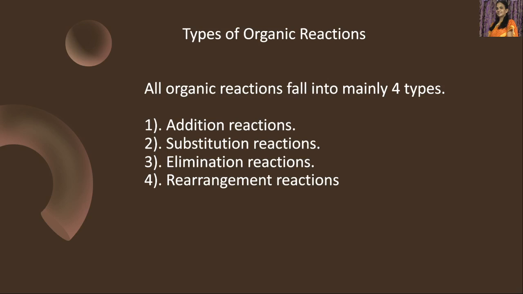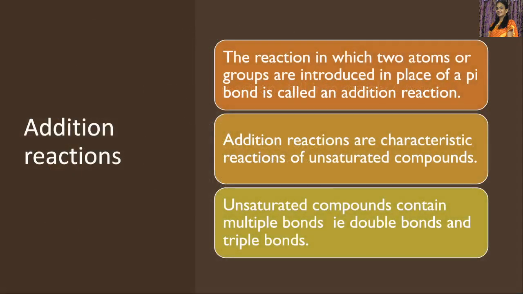Now let's discuss a few of these reactions in today's class. Okay, first of all, let's discuss addition reactions, the first type of organic reactions. Now, what are addition reactions? Addition reactions are the reactions in which two atoms or groups are introduced in place of a pi bond.